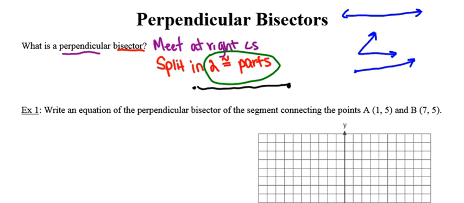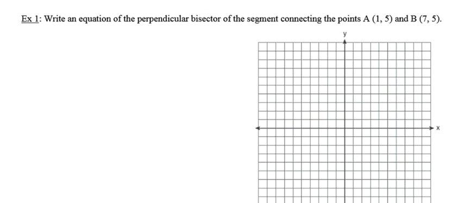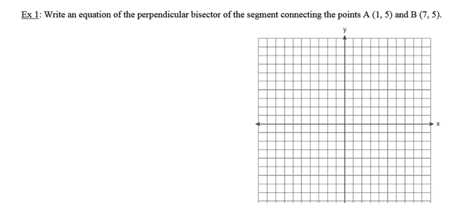All right, so let's get this party started. We're moving onwards to example 1. It says, write an equation of the perpendicular bisector of the line segment connecting points A with coordinates 1, 5 and B with coordinates 7, 5. Since we've got this handy little graph here, the first thing I'm going to do is go ahead and plot those points so that I have a very visual picture of exactly what's going on in this problem.